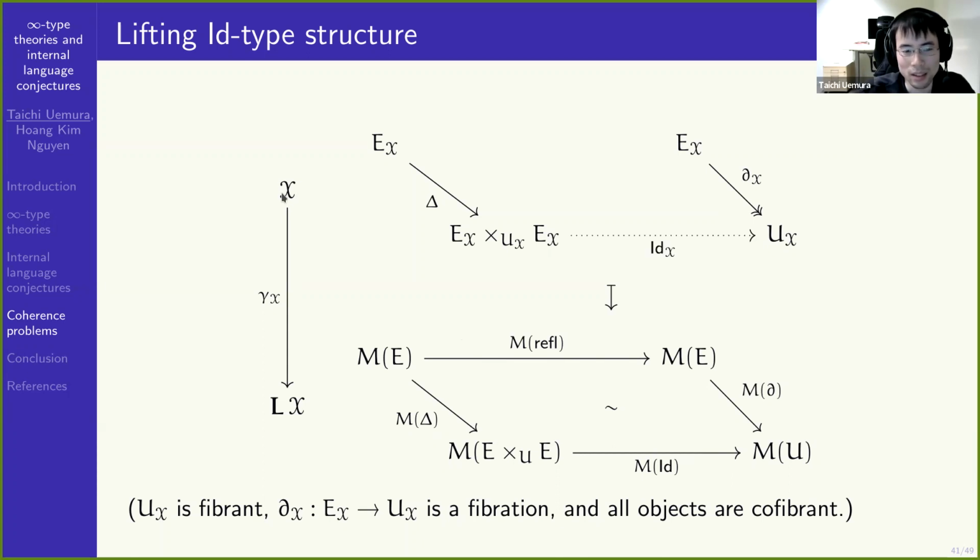And this is possible because, first of all, we choose UX to be fibrant. So in that case, any morphism is represented by a single morphism in the model category. And then, because we choose DX to be a fibration, we can also lift the reflexivity in such a way that the square strictly commutes.